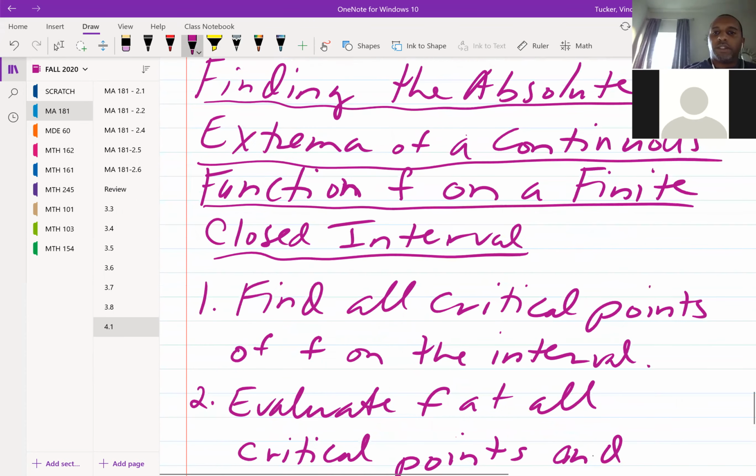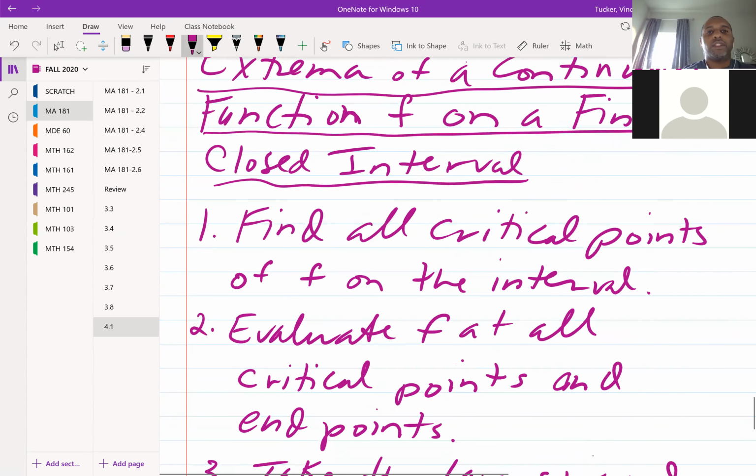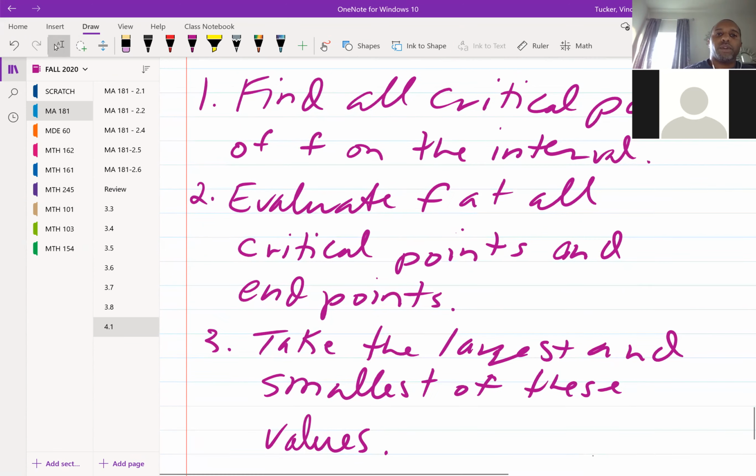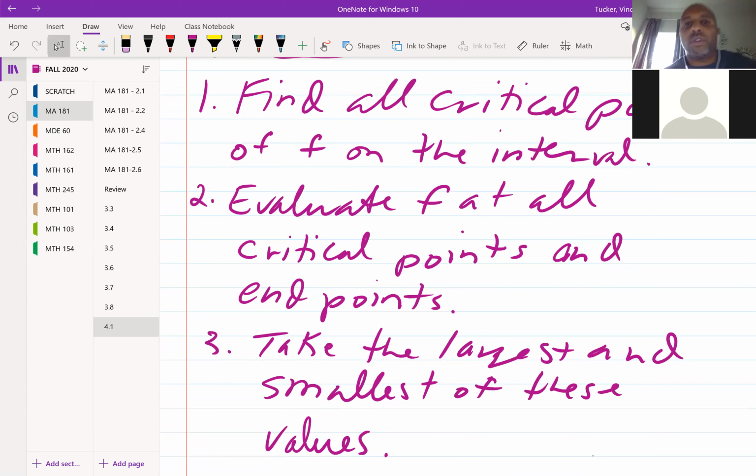Okay, so finding the absolute extrema of a continuous function f on a finite closed interval. We have three steps here. First, we're going to find all critical points of f on the interval. Then we're going to evaluate f at all critical points and endpoints. So your endpoints are the endpoints of your interval. Then we take the largest and smallest of these values.